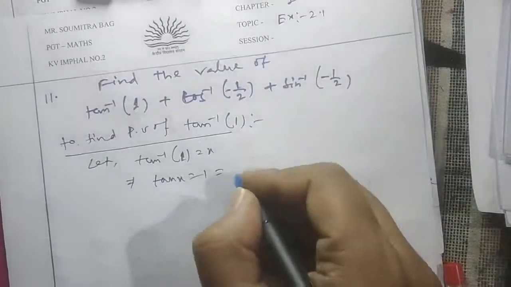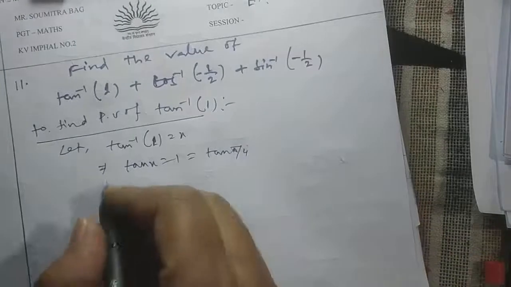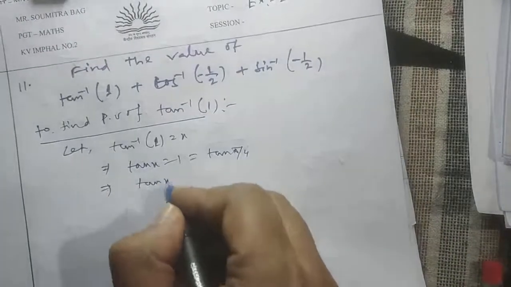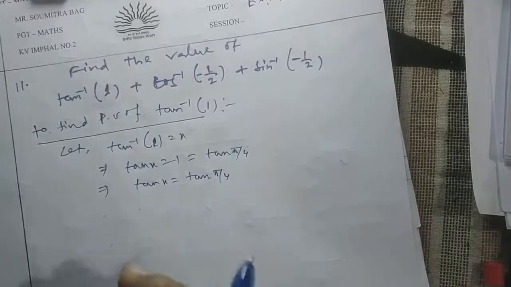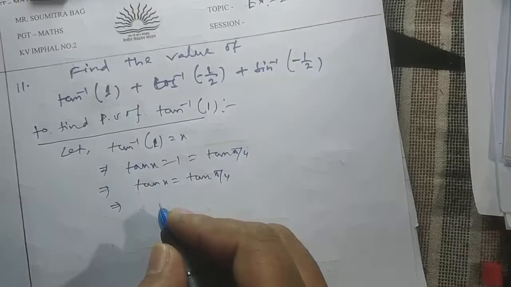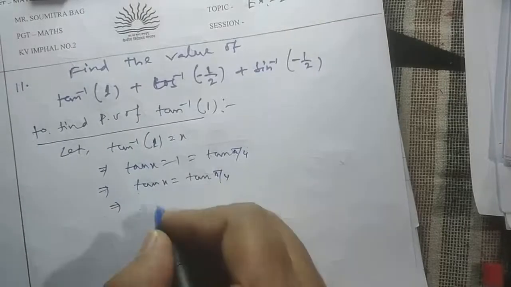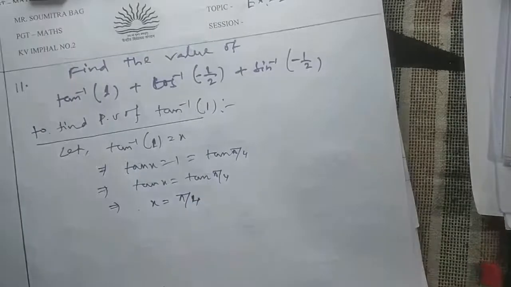So this 1 can be written as tan pi by 4, correct? So tan x equals tan pi by 4. Ultimately we have got... I am showing directly. Already we got some ideas about the PV. Correct? So on comparing we can say x will be equal to pi by 4.